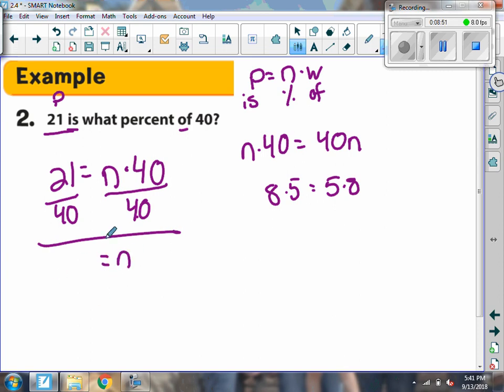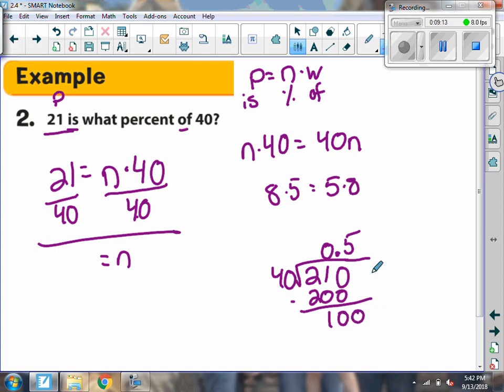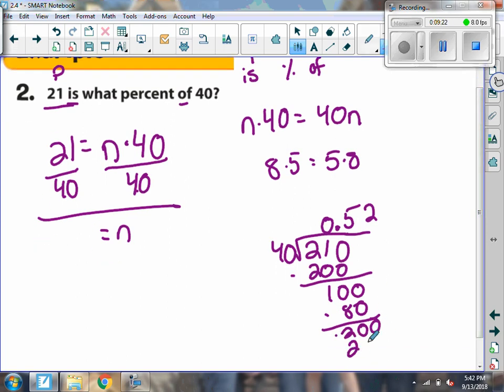So I'm going to have n is equal to, so I have to figure out what 21 divided by 40 is. 40 goes into 21 0 times. I'm going to add a decimal and a 0. 40 goes into 210 5 times. That's 200. So I have 10. I need to add another 0. 40 goes into 100 2 times. That's going to be 80. And 40 goes into 200 5 times. So I have n is 0.525.